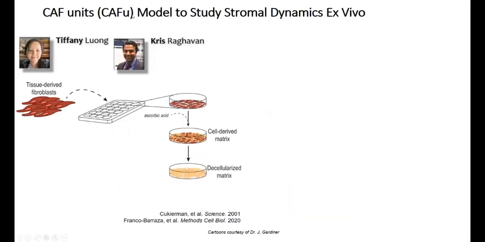For that, we started by studying the CAF units in a model that we have standardized in the lab since several years ago. I'm not going into details of those, but you can find more information following these references. Basically, we are growing tissue-derived fibroblasts that have been extracted from fresh biopsies from patients. We put them to grow and we allow them to construct their own CAF units.